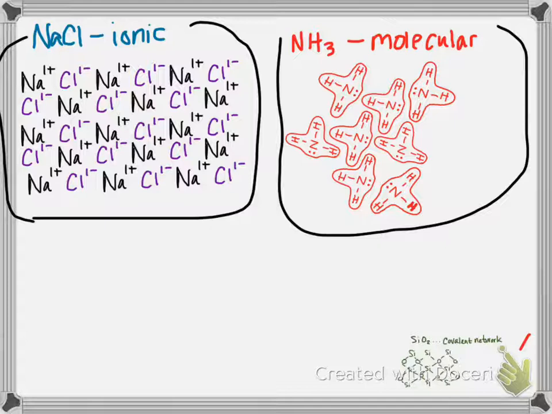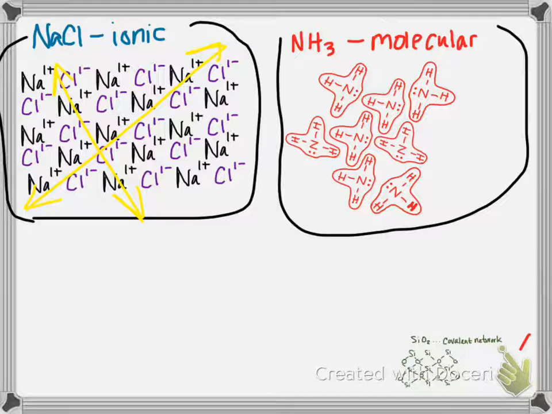And if you remember, ionic compounds have very high melting points and boiling points, tend to be solids at room temperature, largely because the forces of attraction stretch in all directions through the material along a very specified grid based on how those ions are arranged.